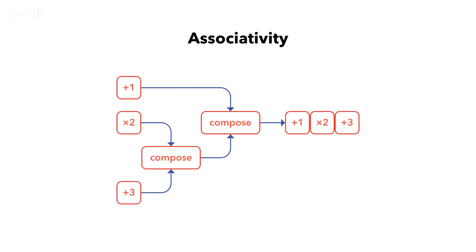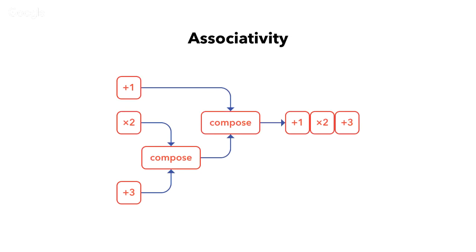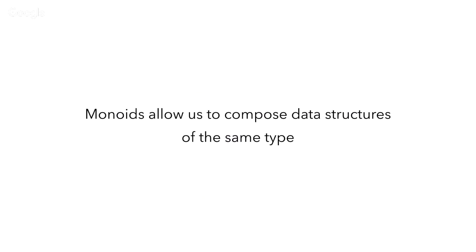Or if I do times two plus three first, and then take plus one with that answer, I'm still going to get plus one times two plus three. So monoids allow us to compose data structures of the same type. And I think what's useful is looking at the type signature.